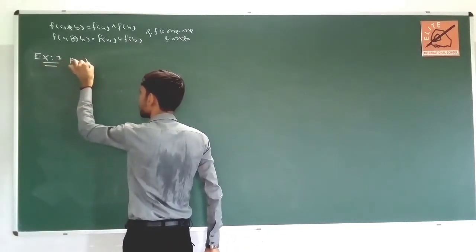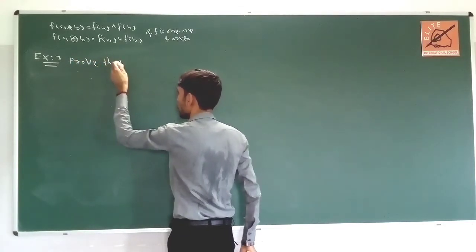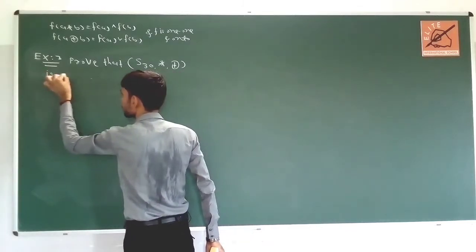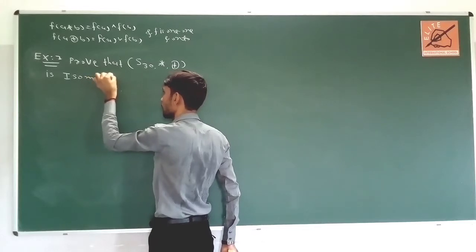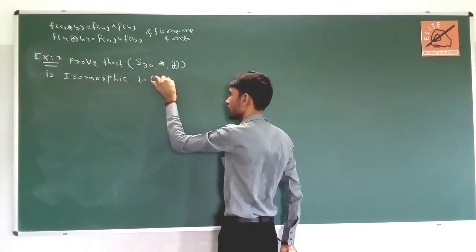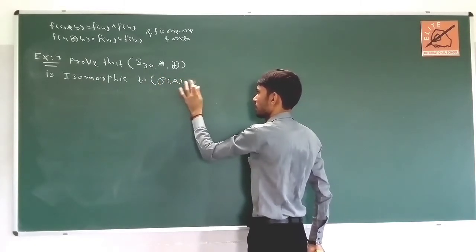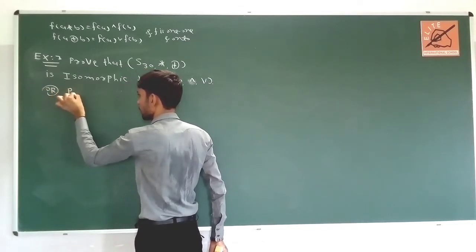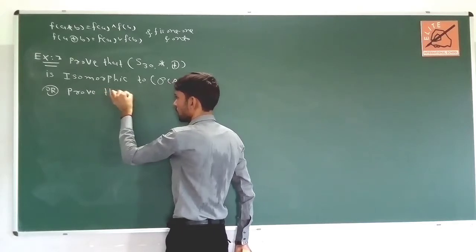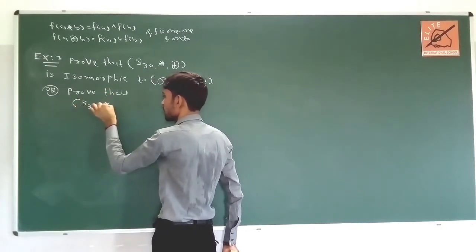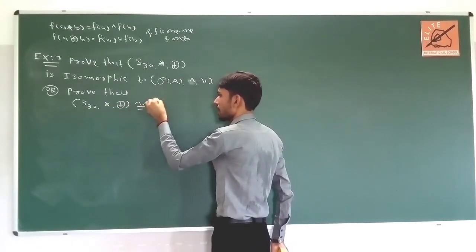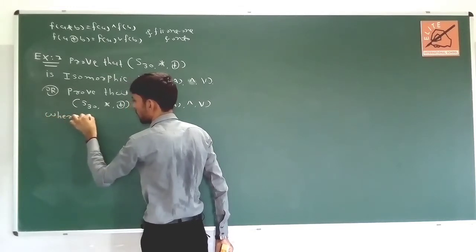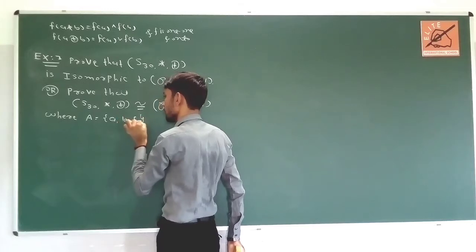Prove that S13 star ring sum is isomorphic to power set of A meet join, or we can also write as the, prove that S30 star ring sum isomorphic to power set of A meet join, where set A is equal to ABC.